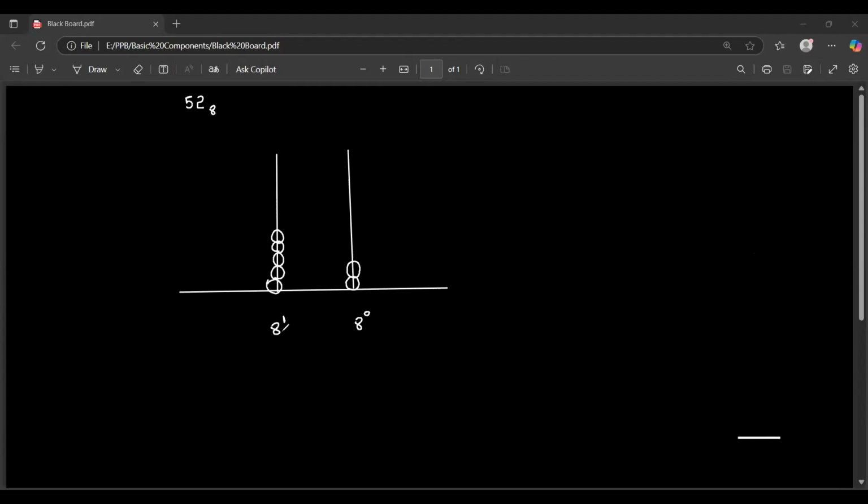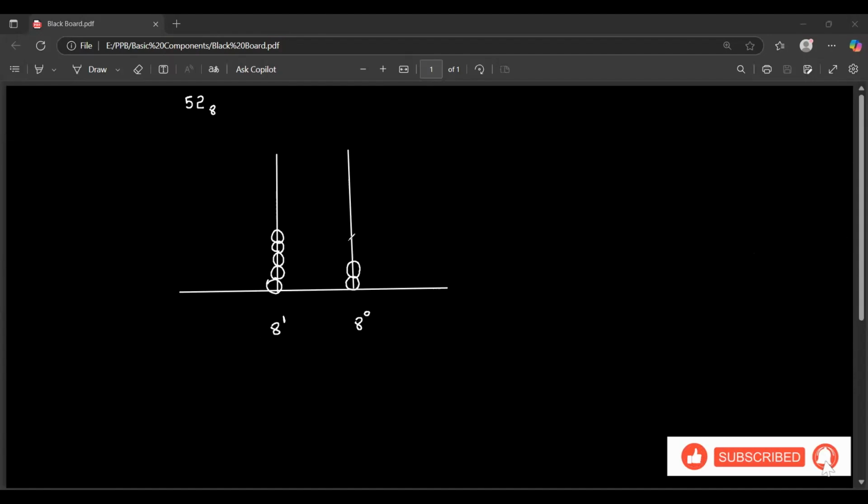Let's draw the abacus first. For 52 to the base 8, we can draw the beads like this. We will have 2 beads here and 5 beads here. The place value of this digit will be 8 to the power 0, and this one will be 8 to the power 1. What you have to do is multiply the beads by the place value.